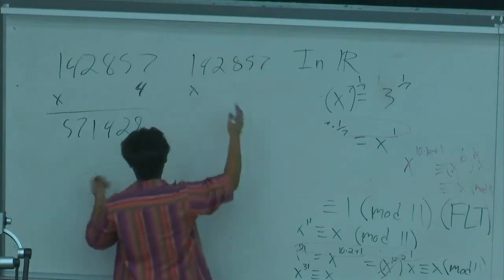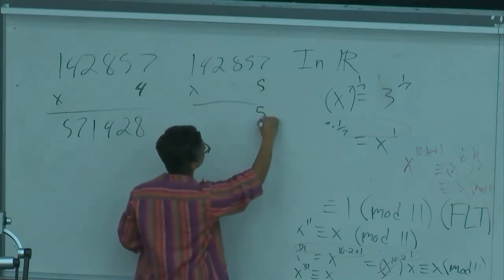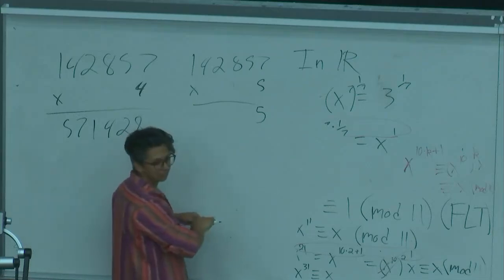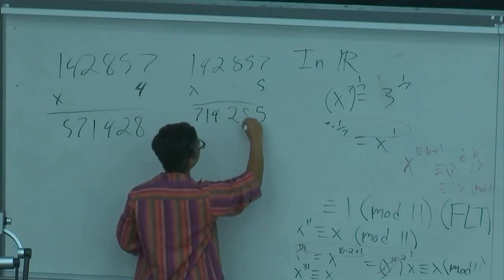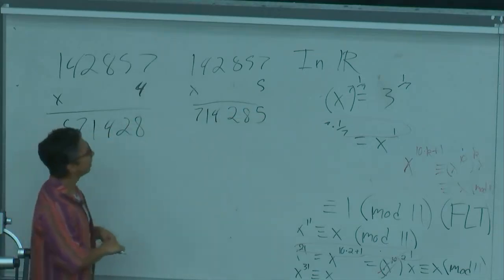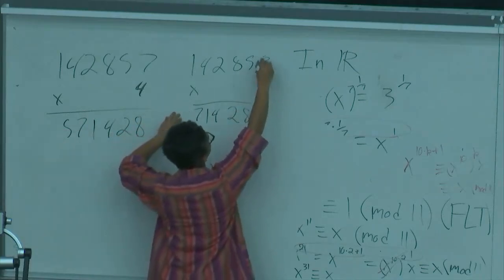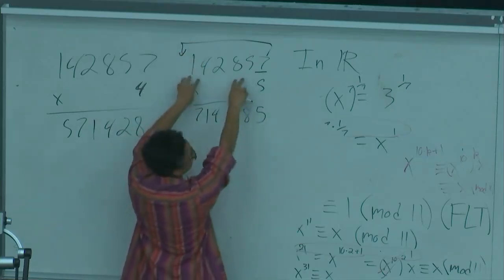I can multiply 142,857 by, I don't know, let's say 5. Well, I know 5's here. If someone with a calculator wants to tell me, 714,285. OK. Another weird thing. Let's see. What did we do? We just took 7 and kind of put it to the front. So 714,285 is the same as that.